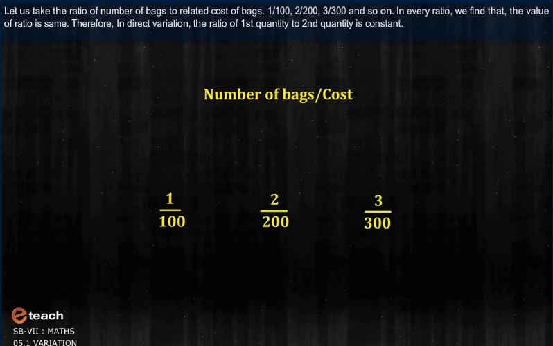Let us take the ratio of the number of bags to the related cost of bags: 1 by 100, 2 by 200, 3 by 300 and so on. In every ratio, we find that the value of the ratio is the same. Therefore, in direct variation, the ratio of the first quantity to the second quantity is constant.